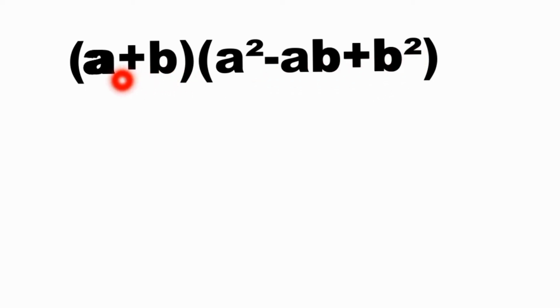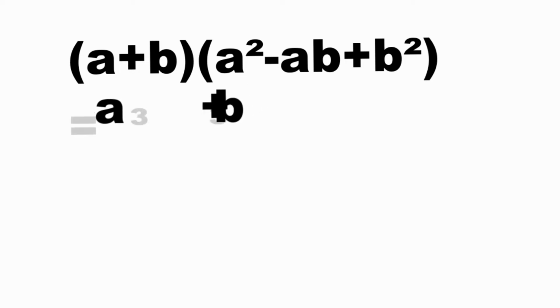So the first term of the trinomial factor, a squared, is the square of the first term of the binomial factor. The middle term is the product of a and b, which has a minus sign here. Here we have a positive. The last term has a positive sign, or plus sign, which is the square of the second term of the binomial factor.